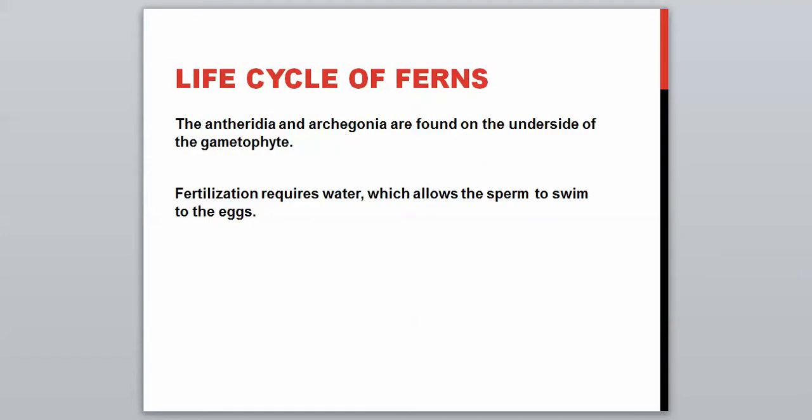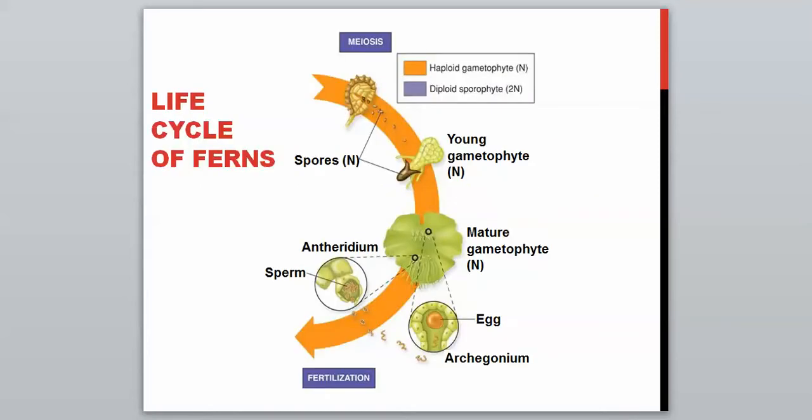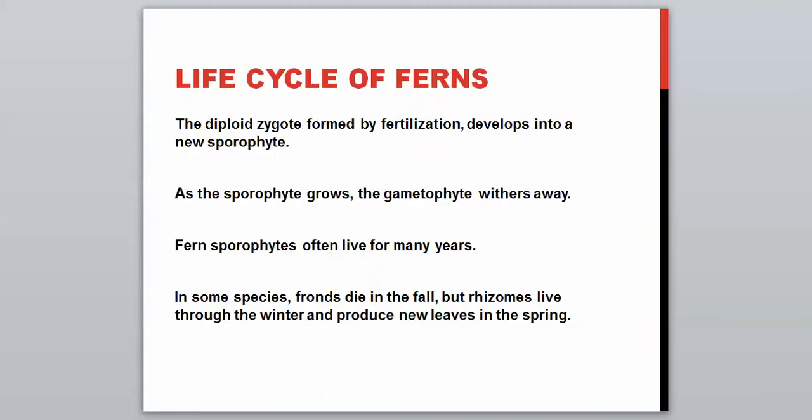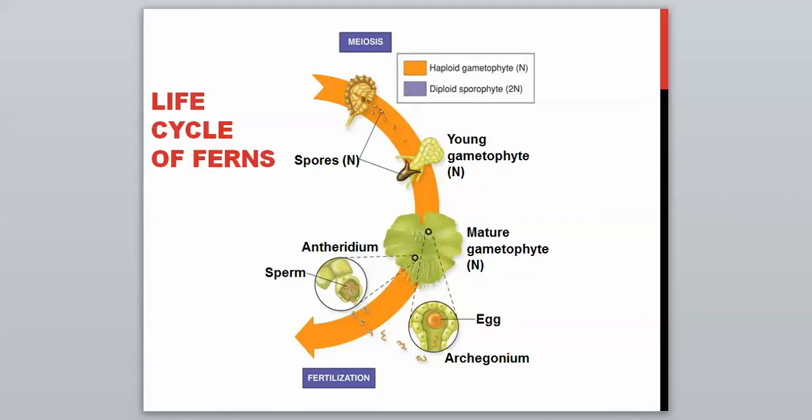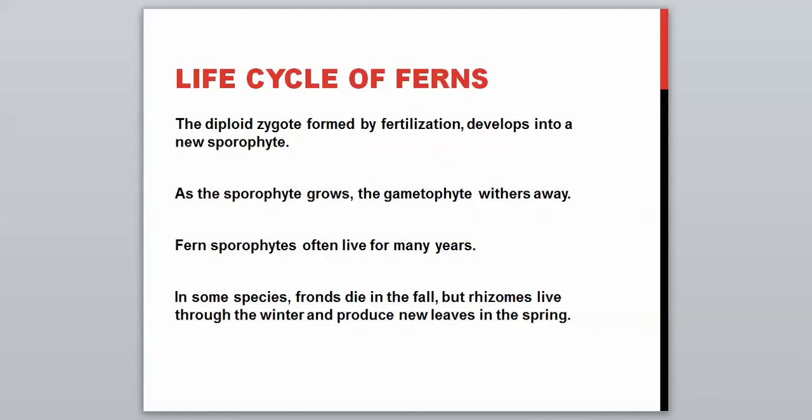Then fertilization requires water. Again, this is still going back to our ancient roots, that plants did come from water, because their life cycle still requires the sperm to swim to the eggs with water. So here is another recap of that, and we're going to get to our second part here. The diploid zygote, which is formed by fertilization after the sperm and the egg come together right here, develops into a sporophyte.